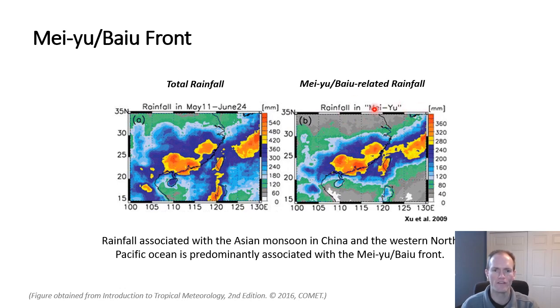The right-hand panel of this is how much of that is related to the Meiyu Front. Note that the colors are the same, but the values are different, ranging from 0 to 400 millimeters. But still, you see 200 to 400 millimeters of that 300 to 600 millimeter rainfall is directly related to the Meiyu Front during this May 11th through June 24th time period. So about half to 2/3 or even 3/4 of the rainfall across China and into the western North Pacific Ocean during the summer months is in association with this eastward extension of the monsoon circulation known as the Meiyu Front.